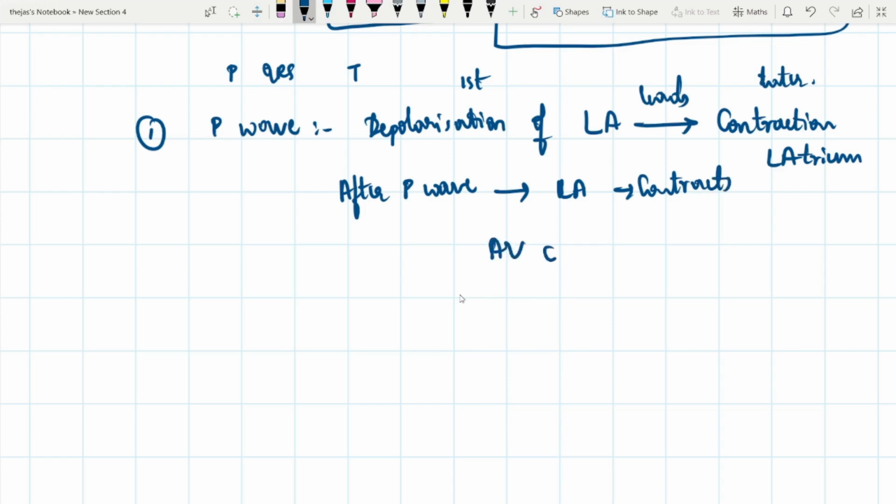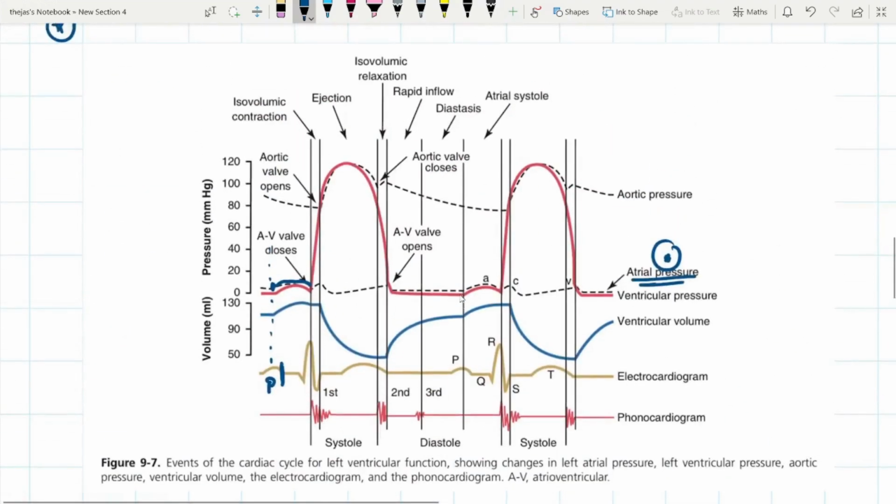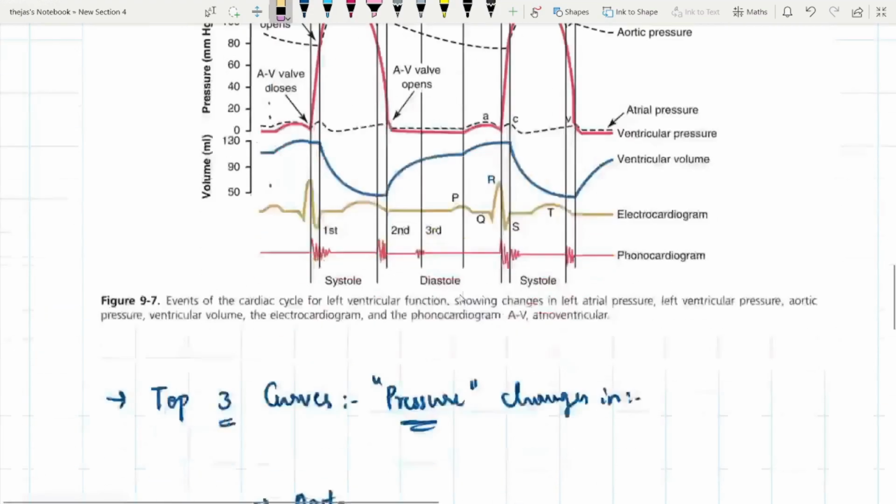What happens if it contracts? AV valves are closed, and the left atrium is also contracting. So this leads to increased pressure in the left atrium. So this is the curve. See, just after P wave, there is an increase in left atrial pressure. Okay, there is an increase in left atrial pressure just after P wave. So after P wave, the QRS complex comes into play.